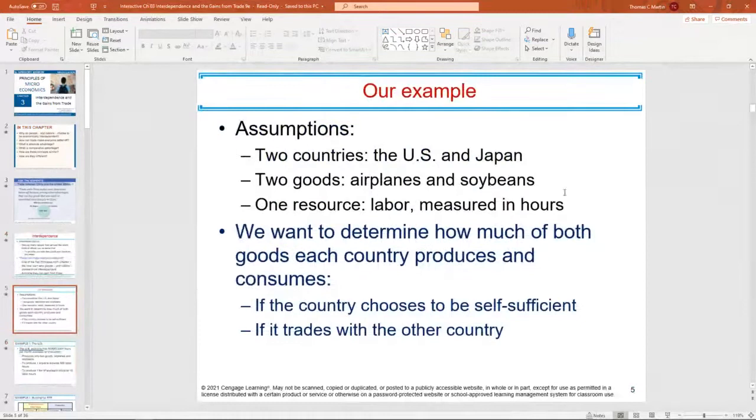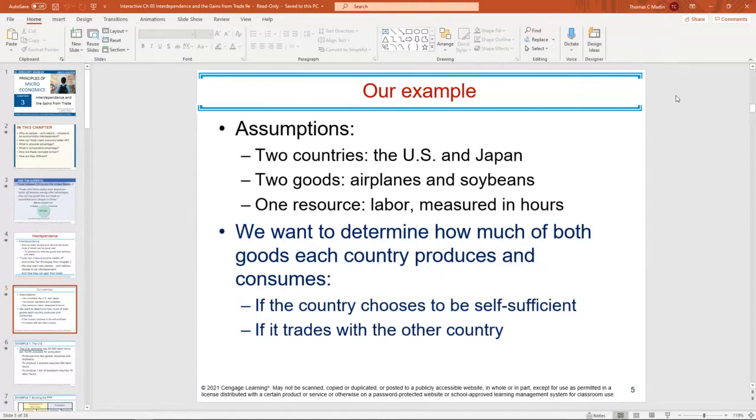We make assumptions. We're looking at just two countries, two goods, and one resource. And anytime we're comparing two countries and two products, we also have to make sure we're measuring using the same resource. I can't use labor to measure U.S. production and electrical usage for the production of goods in Canada. We have to look at a common resource. If it's labor, it has to be labor. It can't be time. If we're going to look at individual products, we can compare them to each other, but they have to be the same from both countries.